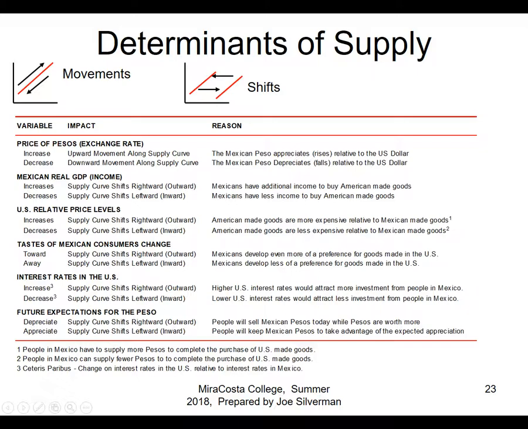On the other hand, if you thought the peso was going to go up relative to the dollar, then the peso is going to be a more valuable currency. So you would hang on to more of your pesos. And so you'd be supplying less of them. So we show that as a leftward shift in the supply of Mexican pesos.